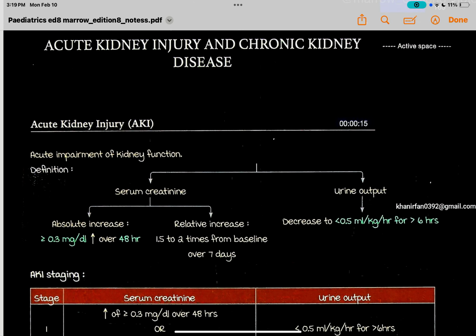Acute kidney injury and chronic kidney disease. Next.